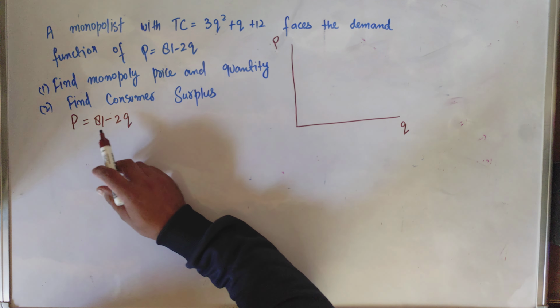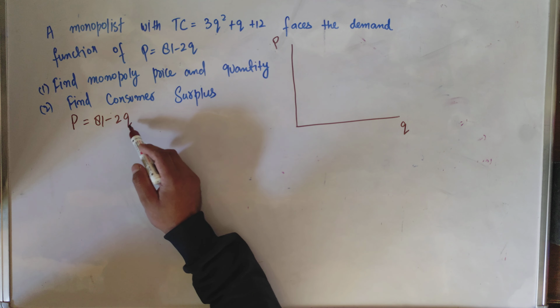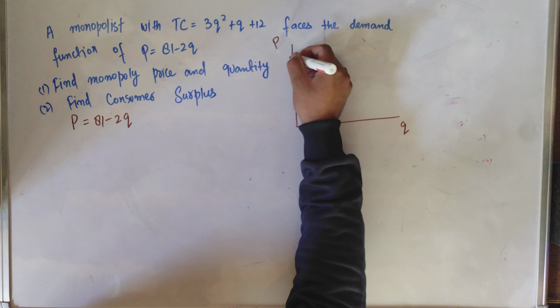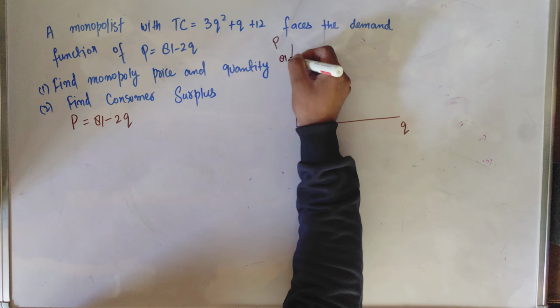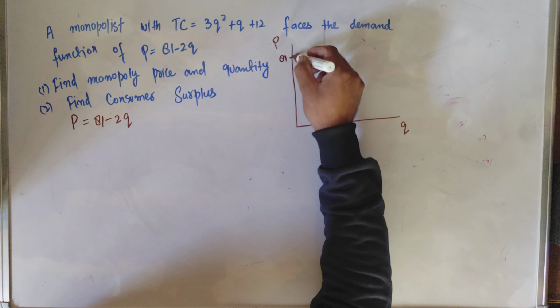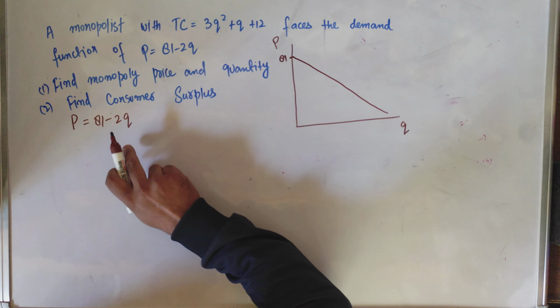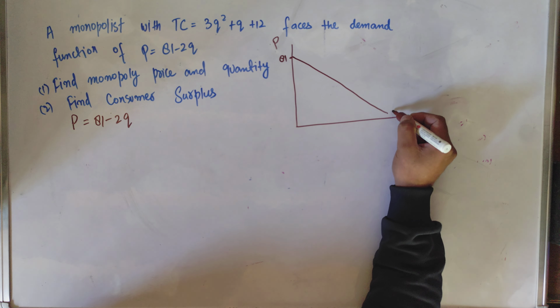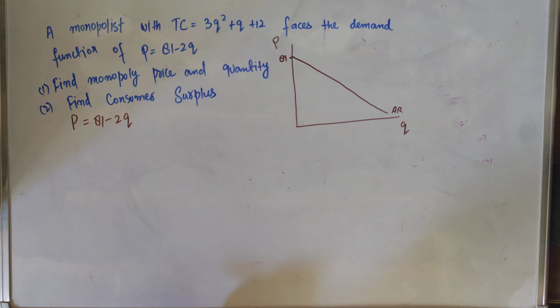If I draw it on the graph, when Q is equal to 0, P will be 81. So here we have the intercept of 81 and it is downward sloping. We don't need to find out the corresponding quantity here, we need this intercept. So this is our demand function or average revenue curve. We also call this the average revenue curve.